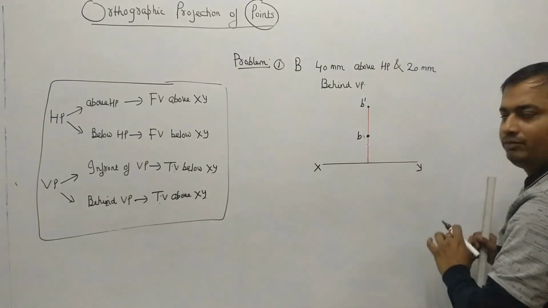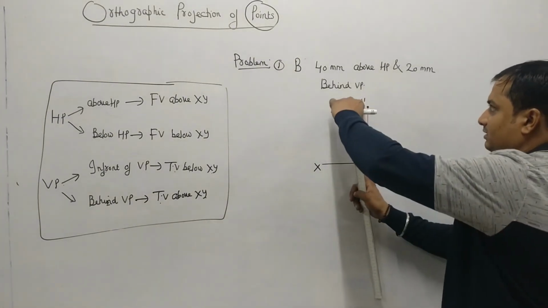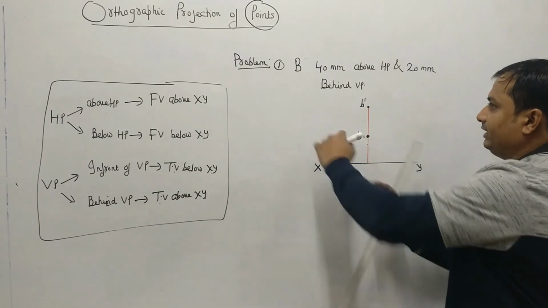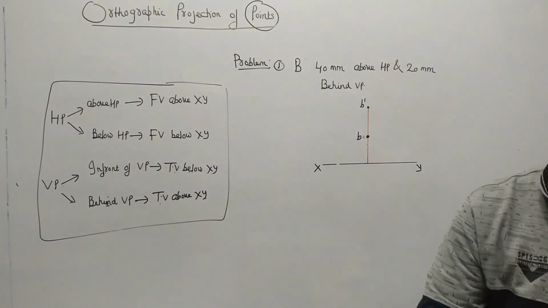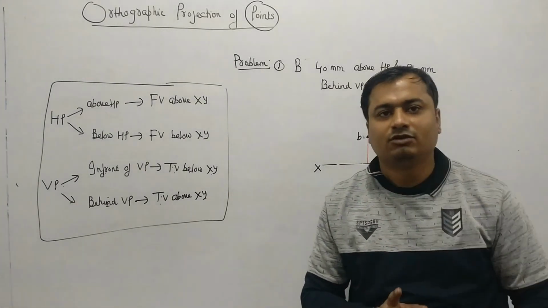So this is my top view. This is my front view. This is 40. This is 20. So this is how you are going to solve the small simple problems of the projection of point.